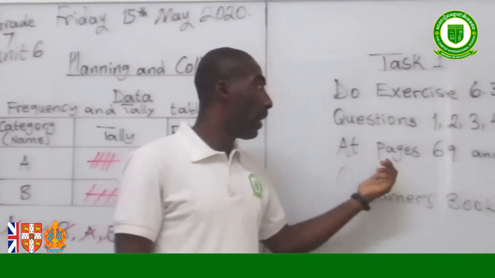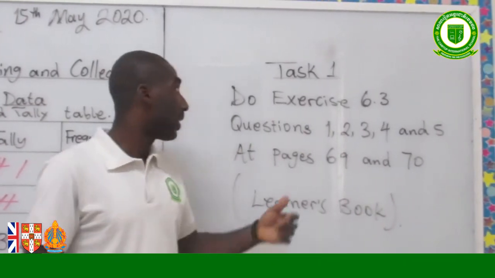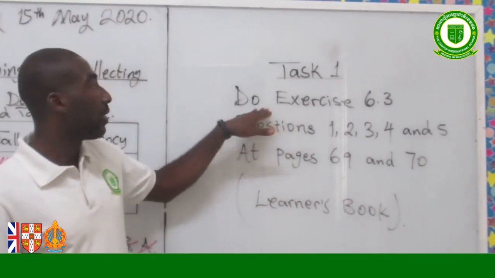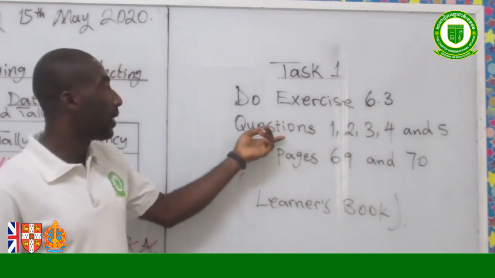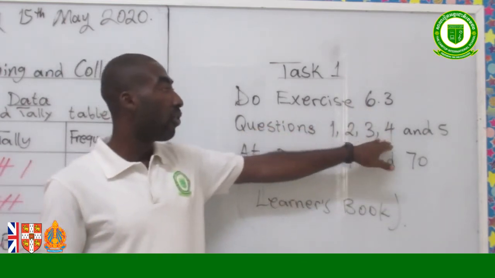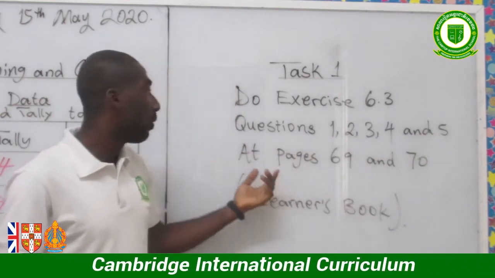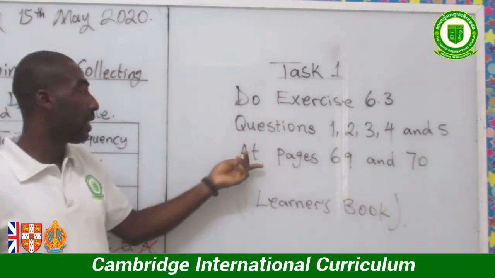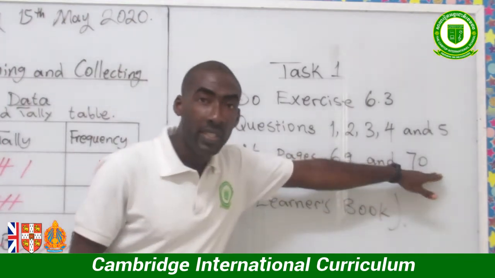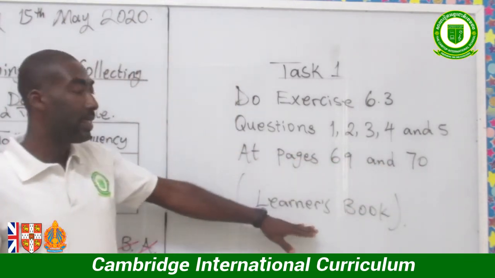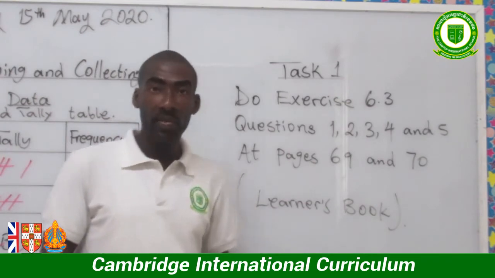On this video, we have our first activity, which is task 1, and we are doing exercise 6.3, questions 1, 2, 3, 4, and 5. We will find this task at page 69 and 70 at the Learners book section of your textbook.